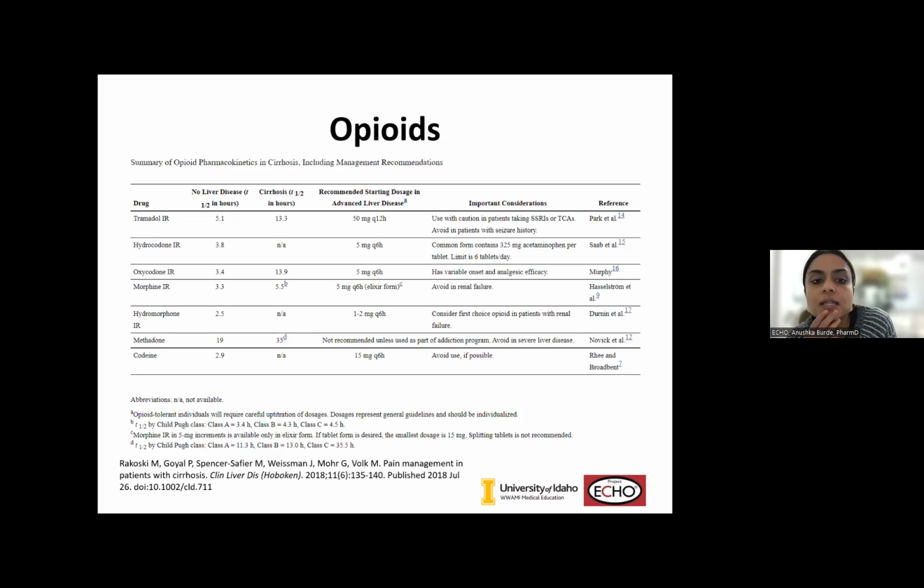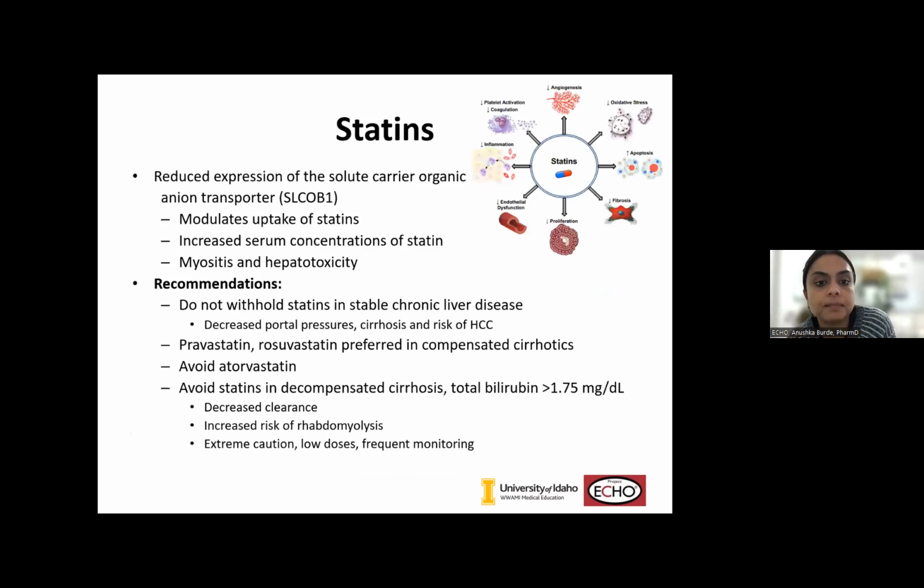Now, this is just a chart that I found in one of the literatures for your reference. I'm not going to go over specifically the dosing for each and every medication, but this is something I provided you guys in case you want to ever look back at it, if you have a patient who may be on these different meds.